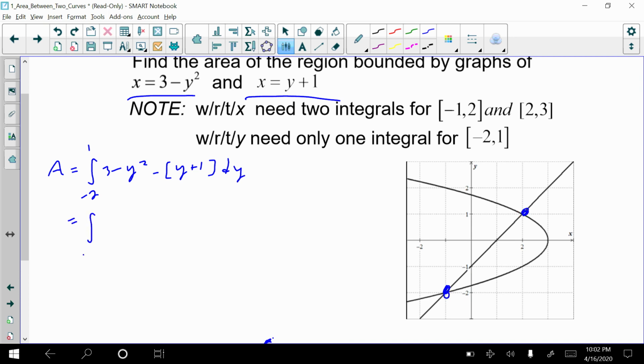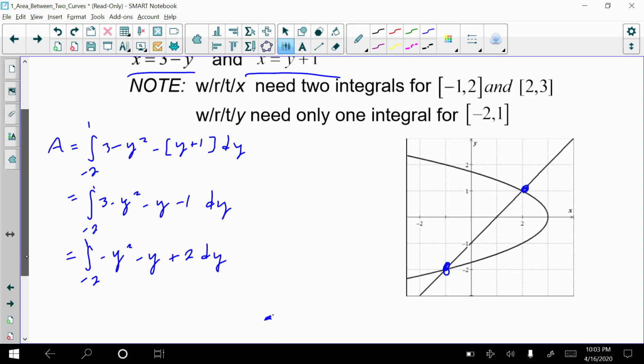So we have our integral from negative 2 to positive 1 on the y-axis. The 3 minus y squared, there's really nothing to do with that now. 3 minus y squared, distribute the negative, and I'm going to get minus y minus 1 dy. Putting it in standard form, which is something I like to do before I try to do any integration, gives me negative y squared minus y plus 2 dy.